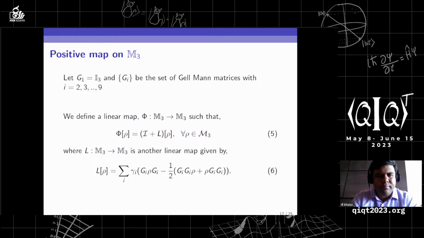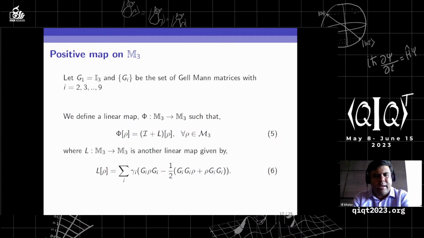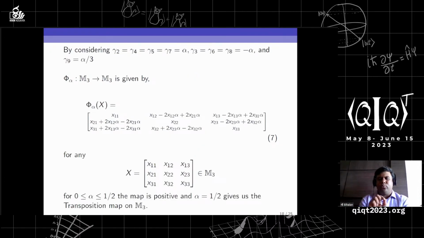In what sense? Because this is a parameterization, you see that there are parameters involved, because gamma is the parameter. Now we can choose this parameterization. We take gamma 2, gamma 5, gamma 7 to be some alpha, and gamma 3, gamma 6, gamma 8 to be minus alpha, and gamma 9 to be alpha by 3. If we put that, we see that this phi alpha, a one parameter family of maps, takes this form. This is what you are seeing in this presentation.